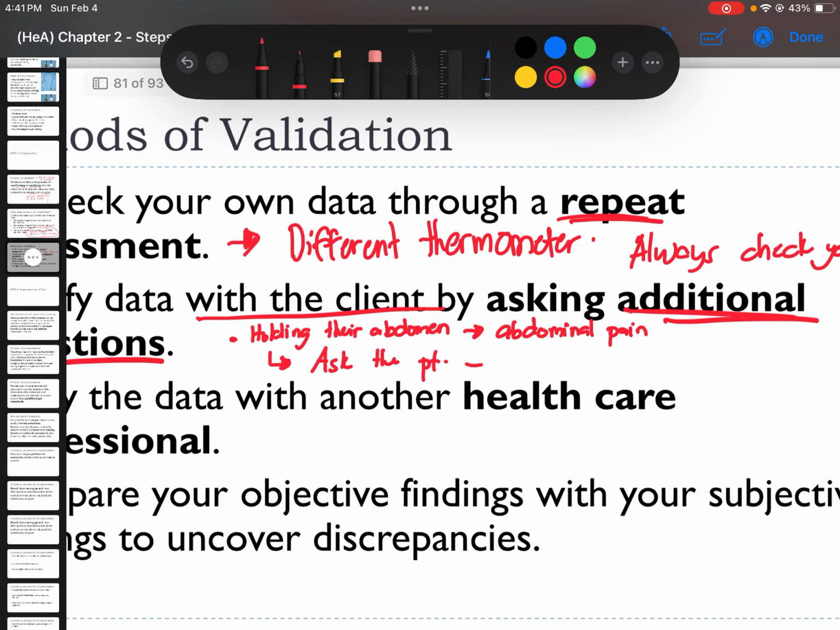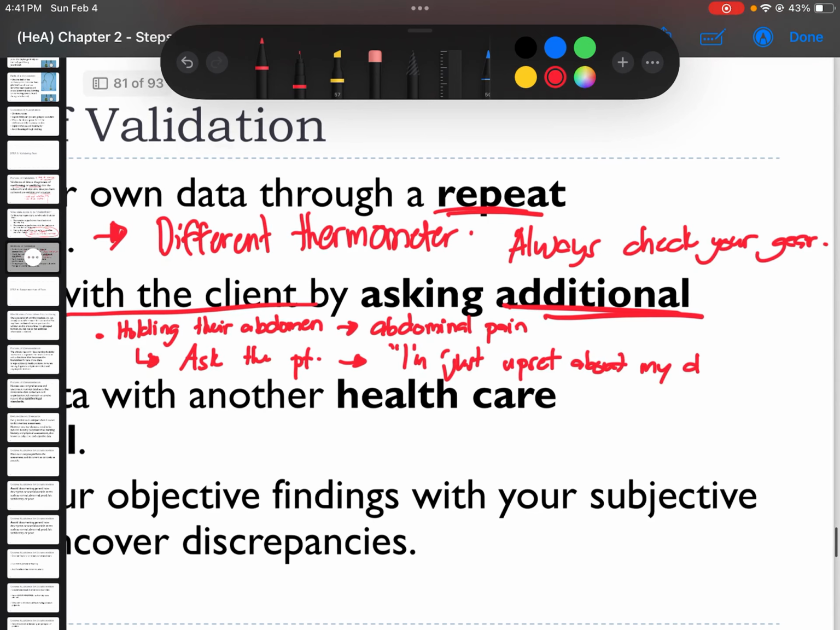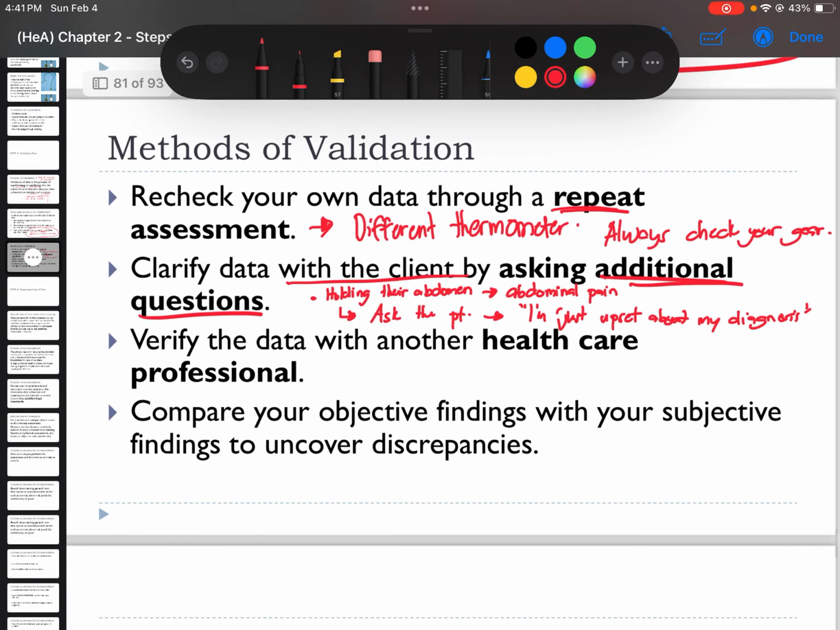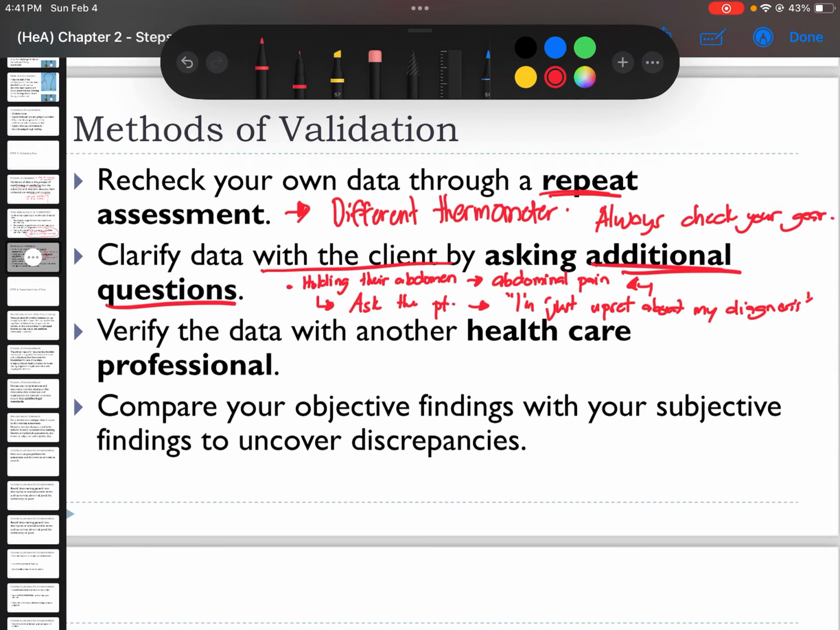Okay? They might say, I'm just upset about my diagnosis. Okay? Now we have clarified, no? There is really no abdominal pain. They are just upset about their diagnosis, no? And maybe they are feeling nauseated. Ask the patient. Never assume, as I've said, right? Never assume, no?